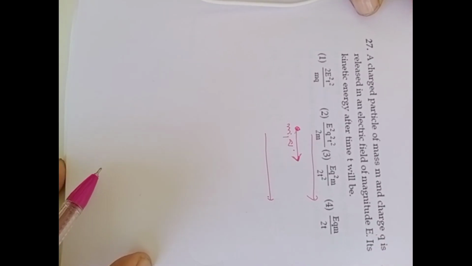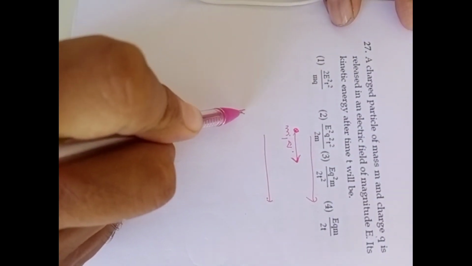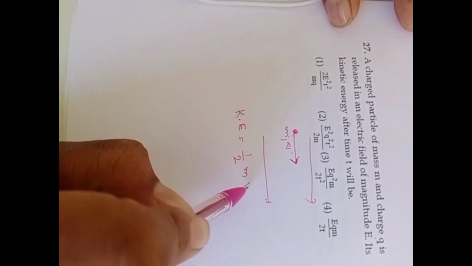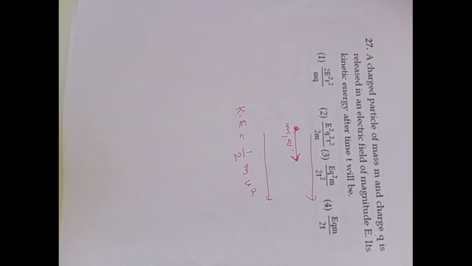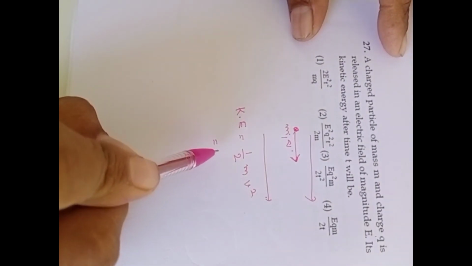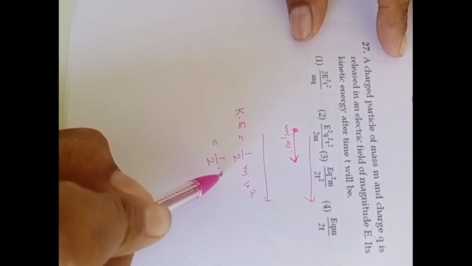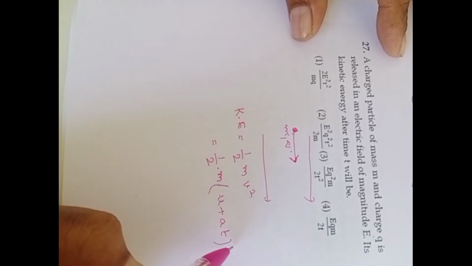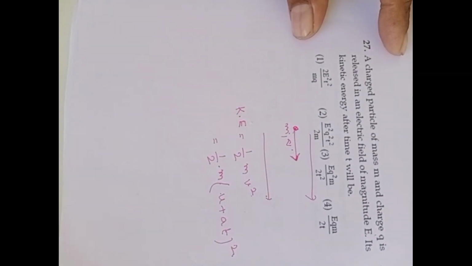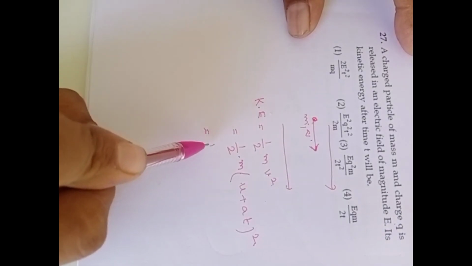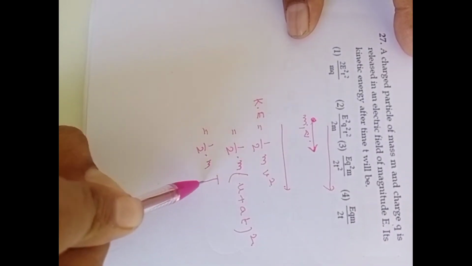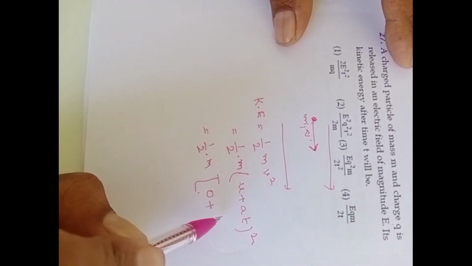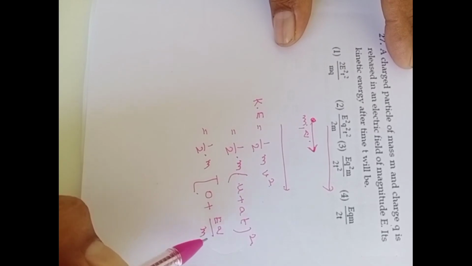What is its kinetic energy? We know the kinetic energy formula. KE is equal to half mv square. That is the formula for kinetic energy. So half m, and v value will be u plus at, whole square. So half m into, u value will be 0. a value will be Eq by m.